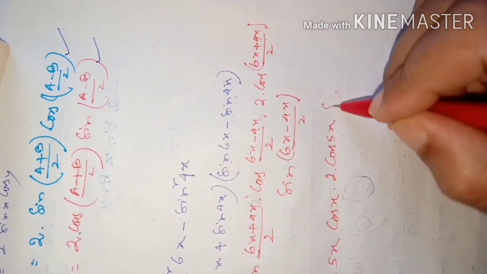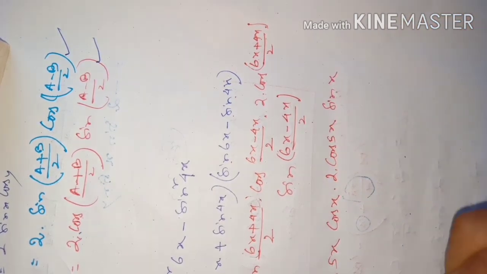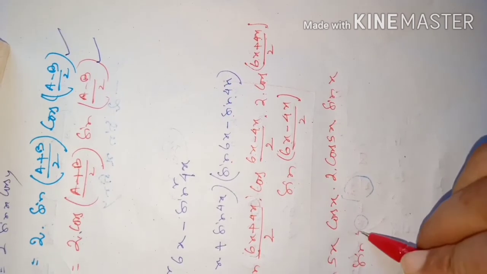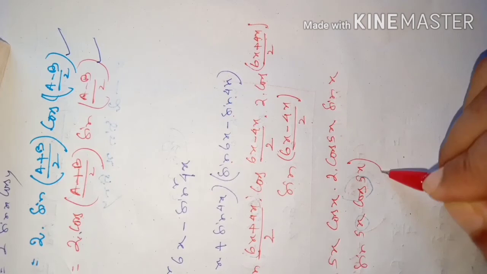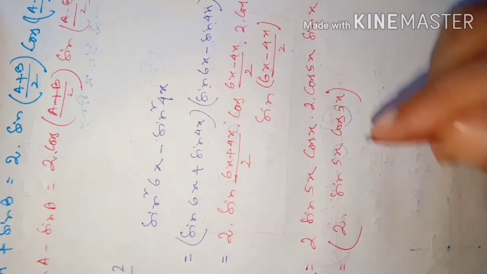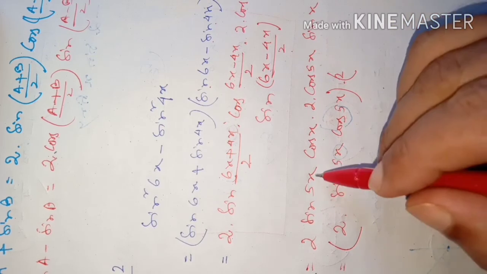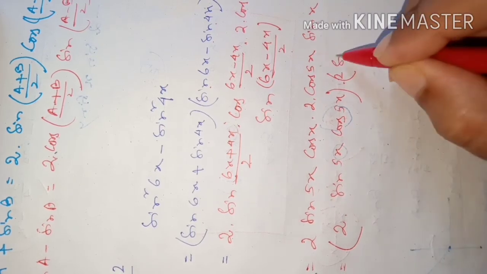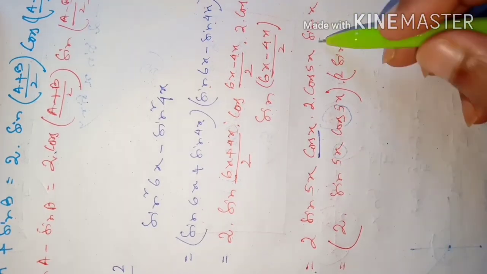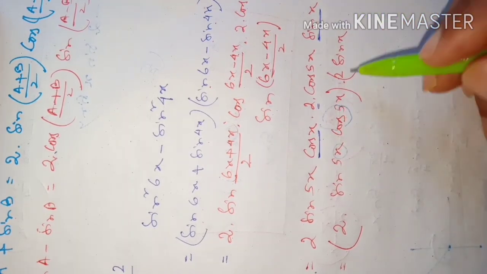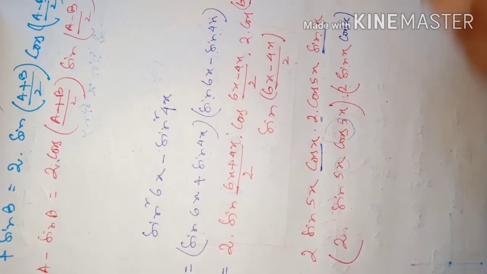into sin of 2x by 2, that means sin x. So dear students, at the end we got 2 times sin 5x into cos 5x, this one together, into 2 times sin x into cos x. I am saying that this cos x and this sin x, these two together, make 2 times sin x into cos x.